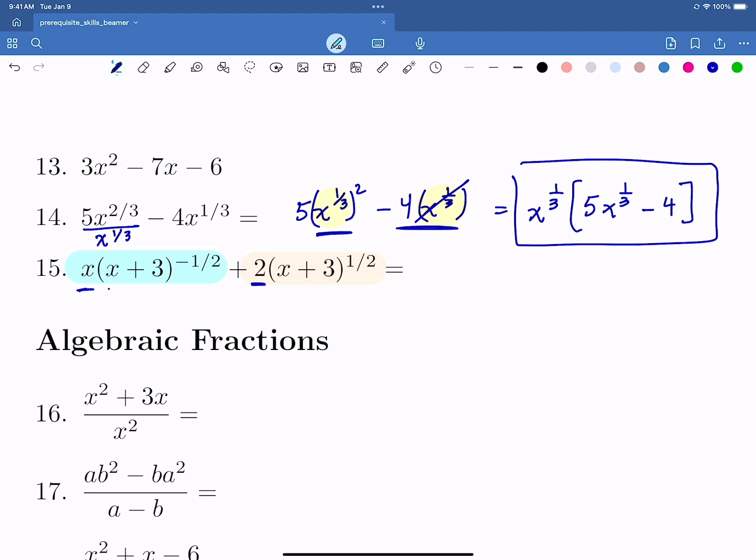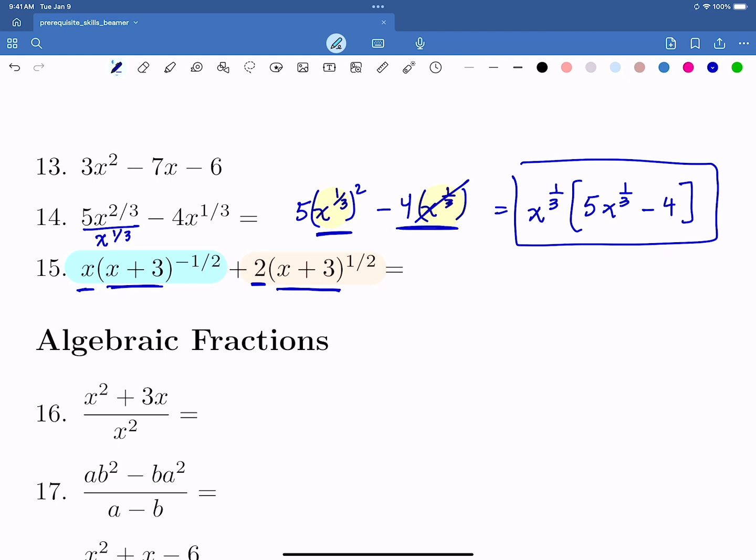They both have some power of x plus 3. We're going to factor out some power of x plus 3. What power do we factor out? We factor out the smaller of the two powers. The smaller power is what they have in common. So the powers are negative 1/2, positive 1/2.